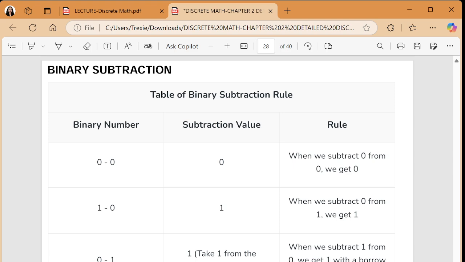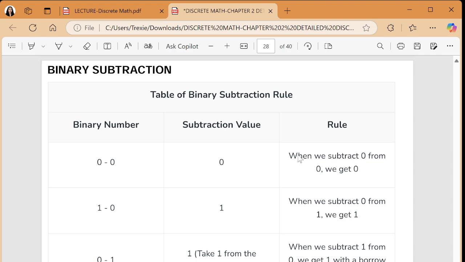Be binary subtraction. Here we have a table for the binary subtraction rules. So 0 minus 0 would be 0. 1 minus 0 would be 1. 0 minus 1 would be 1, taking 1 from the following high order digit. 1 minus 1 would be 0. So these are the rules for binary subtraction.